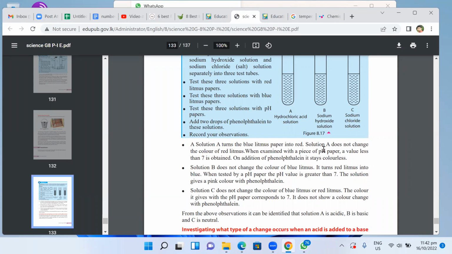Basically, when it is pH 7, neither acid nor base, the phenolphthalein will not change color. But when there is a base, in solution B, you can see the phenolphthalein turn pink. The phenolphthalein color will be pink if it is a base. Sodium hydroxide, or you can use basically a soap solution, will turn the phenolphthalein into pink color.